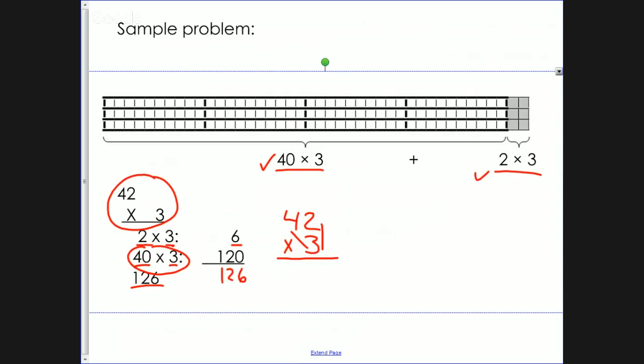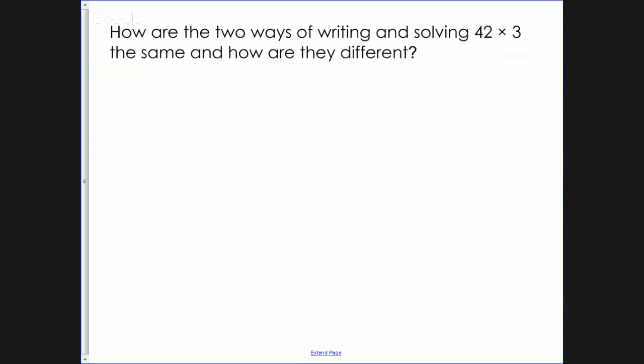So 6 plus 0, there's nothing above the 2, there's nothing above the 1 for 100, so that's where they get their 126. How are the 2 ways of writing and solving 42 times 3 the same, and how are they different? Well, they're the same because both of them involve separating the ones and the tens. They're different because they're written differently.